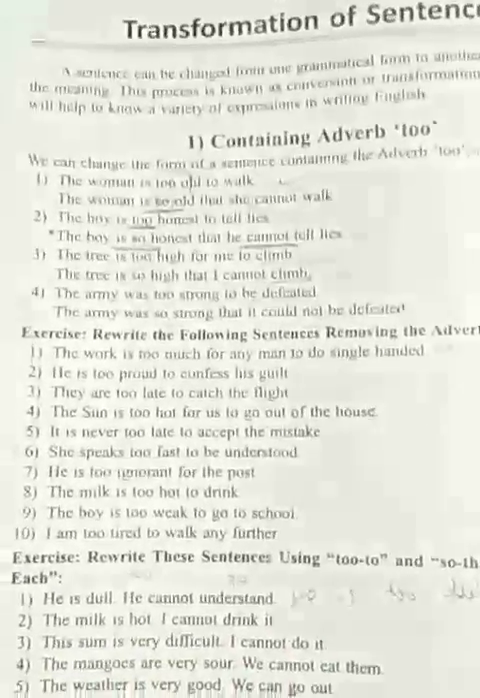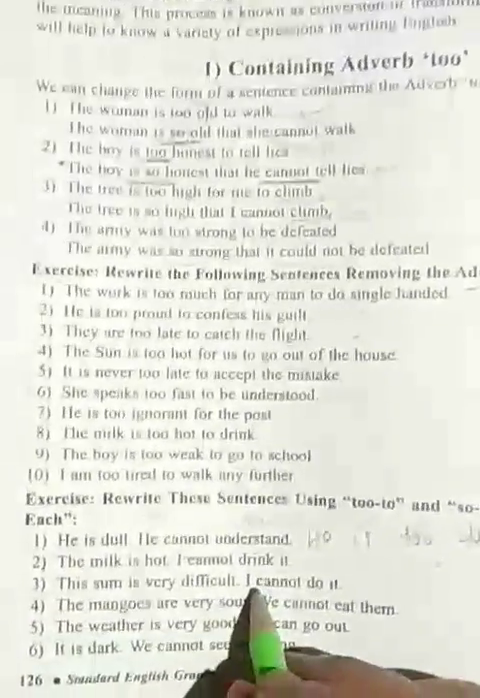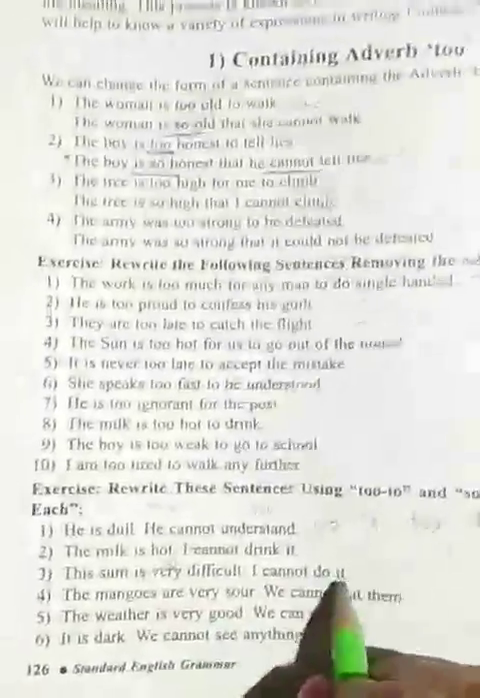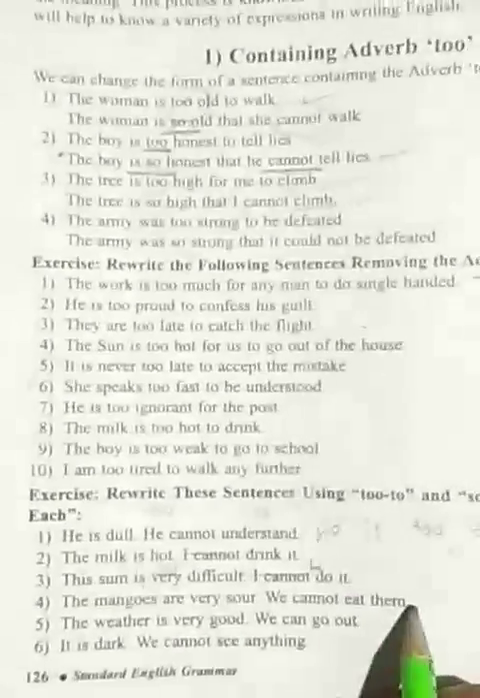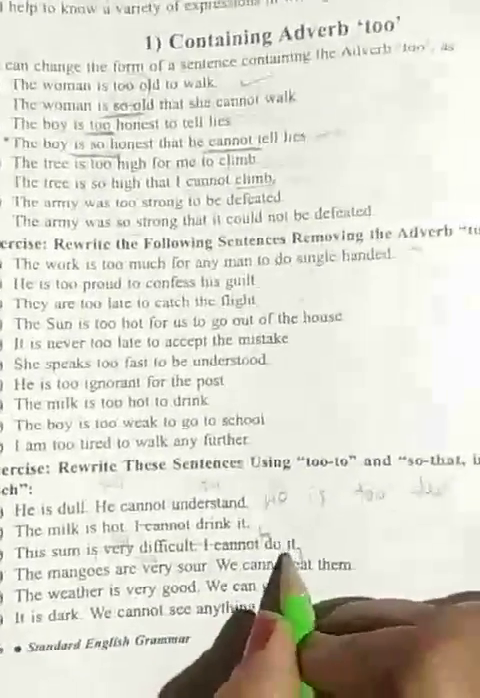Let's see how you can change this one. The milk is hot. I cannot drink it. The milk is too hot to drink. This sum is very difficult. I cannot do it. This sum is too difficult to do. The mangoes are very sour. We cannot eat them. The mangoes are too sour to eat.